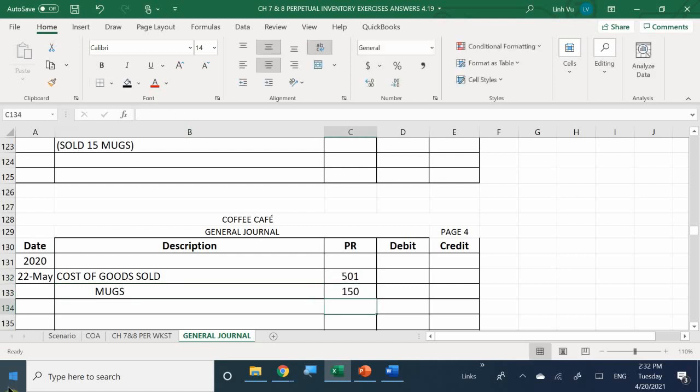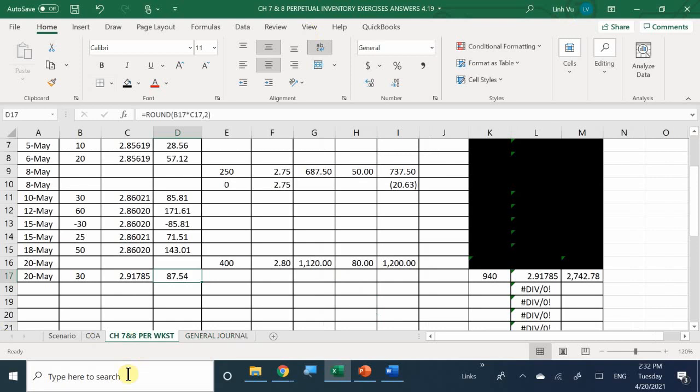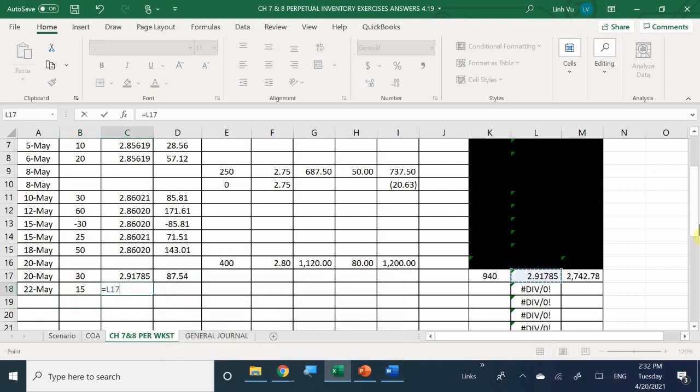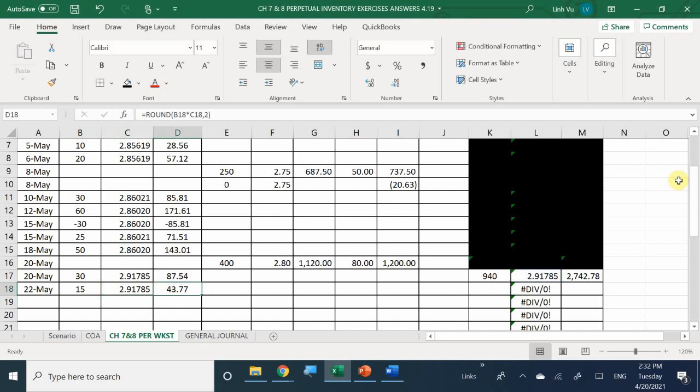Once again, head over to your inventory worksheet, and this time, I sold 15 at what cost? 2.91785. So therefore, what is my total cost of goods sold?